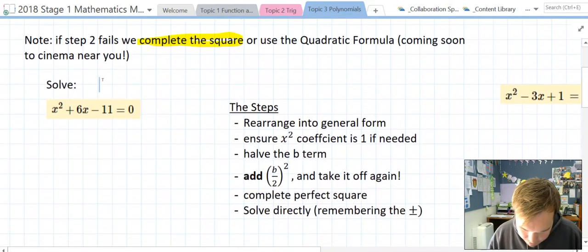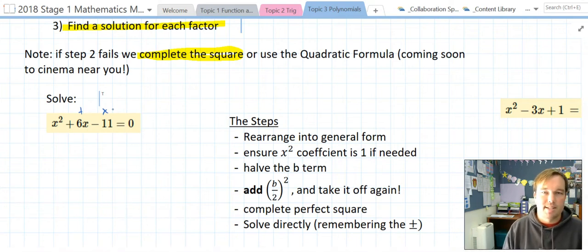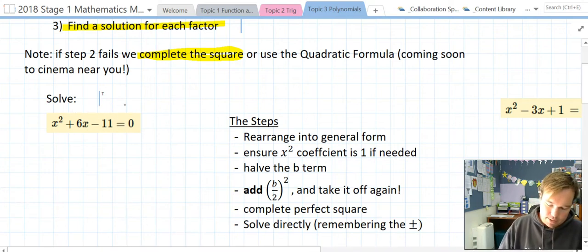Alright, so here we look at this, and our first thought might be, brilliant, let's try and factorize it. There's a 1 at the front, so we're thinking sum and product. What multiplies to minus 11 and adds to 6? Well, nothing multiplies to minus 11 and adds to 6. Therefore, we can't factorize. Alright, so let's try completing the square.